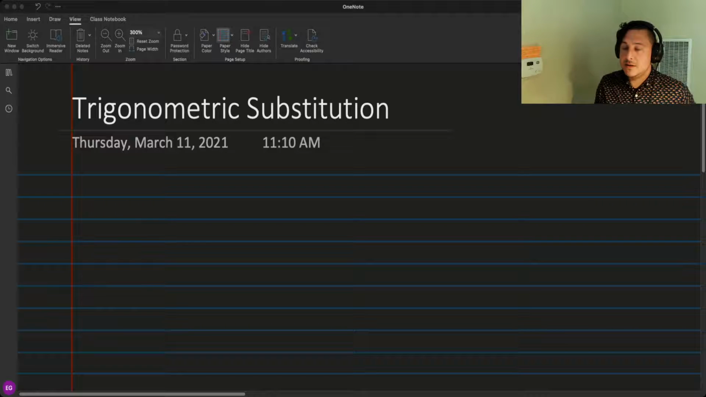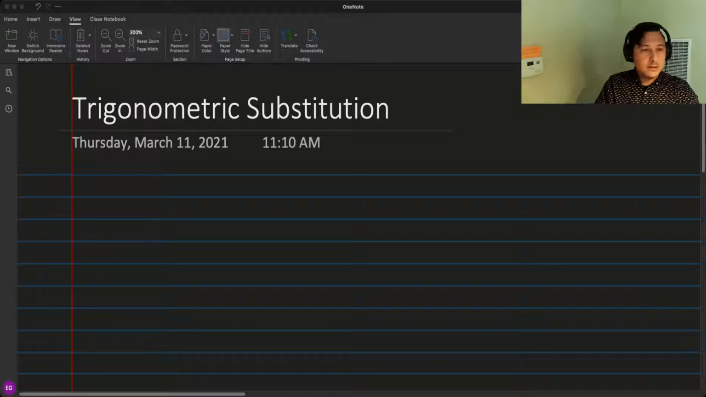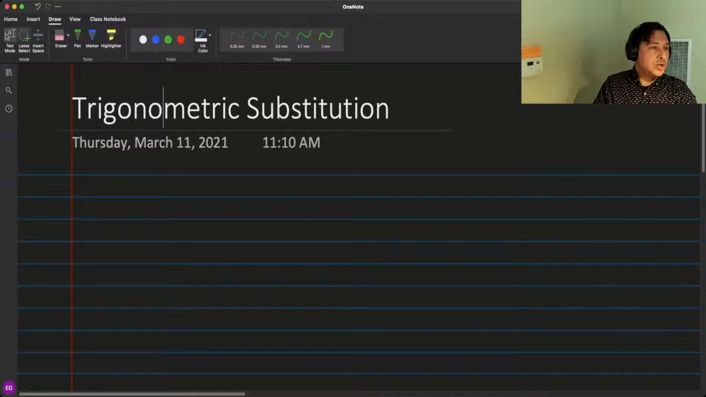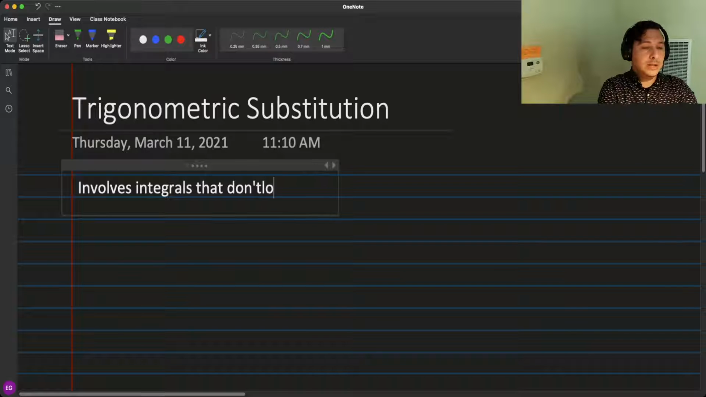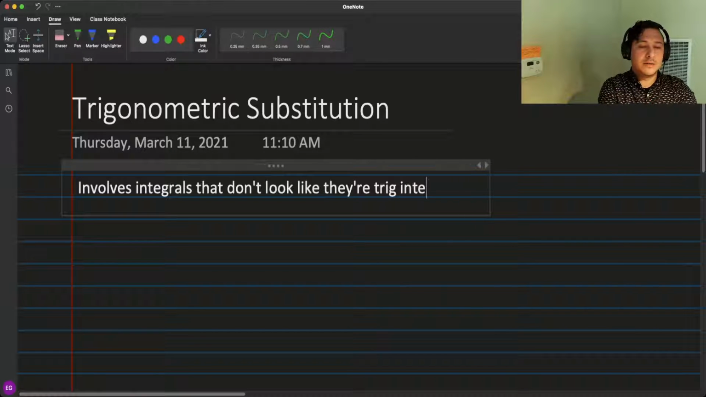So it involves... Oh my god, where's my keyboard? Shh. So what this involves is integrals that don't look like they're trig integrals, but actually are.